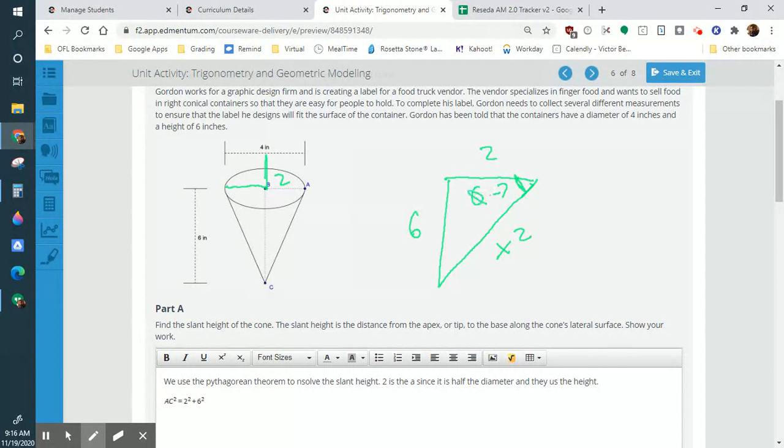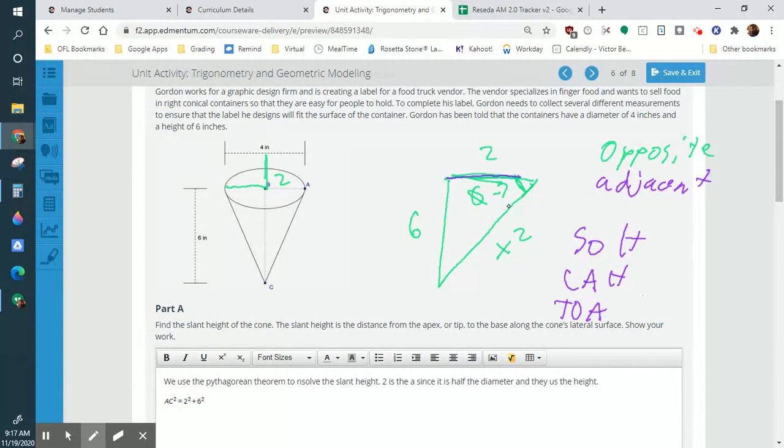I'm going to call this theta for now. If I'm finding this angle, I could technically solve for it using the x, but I'm mainly thinking I'm going to use my opposite. And this right here would be my adjacent. So I'm thinking SOHCAHTOA, right?